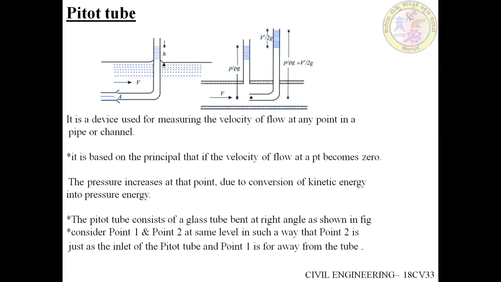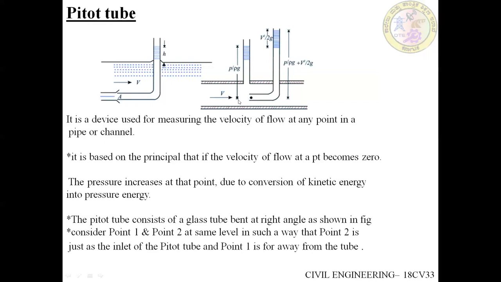Next comes the third instrument, which uses the principle of Bernoulli's theorem, that is the pitot tube. It is a device used for measuring the velocity of flow at any point in a pipe or a channel. It is based on the principle that if the velocity of flow at a point becomes zero, the pressure increases at that point due to the conversion of kinetic energy into pressure energy. The pitot tube is a glass tube bent at right angle, as shown in the figure. So this is the pitot tube. It is a glass tube bent at right angle.